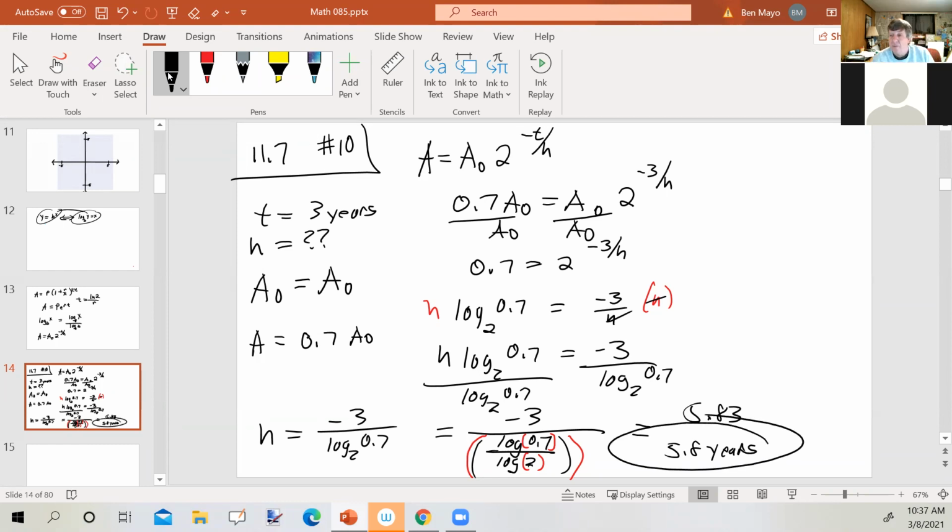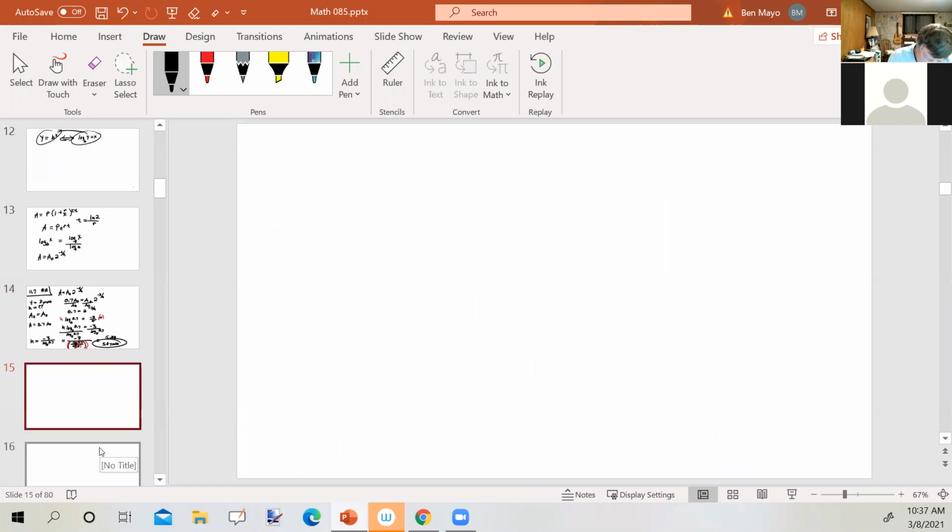Are there any questions about how I put things in the calculator? Anything else there before we go on? All righty. Next, we're going to do problem number 12. And let's see here. So this is 11.7, number 12. And let's take a look at that on WebAssign.